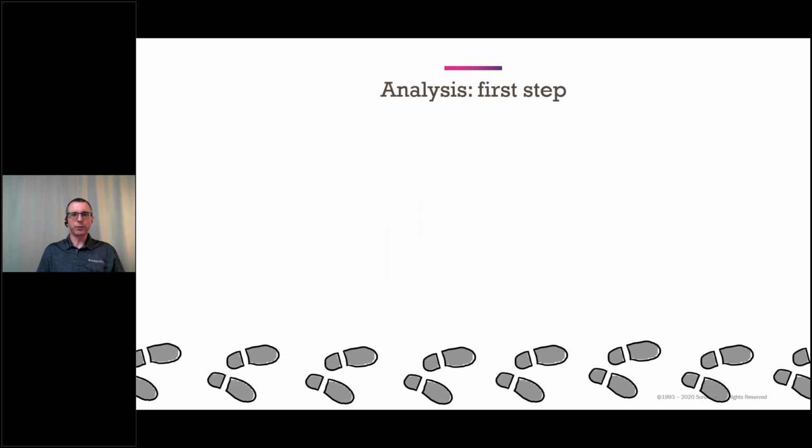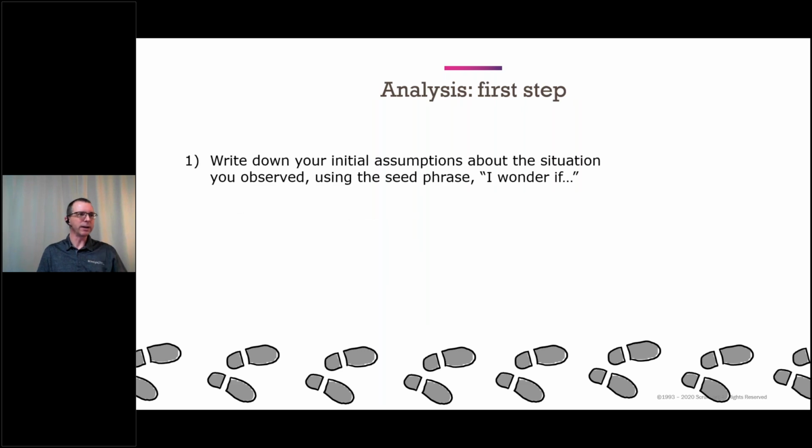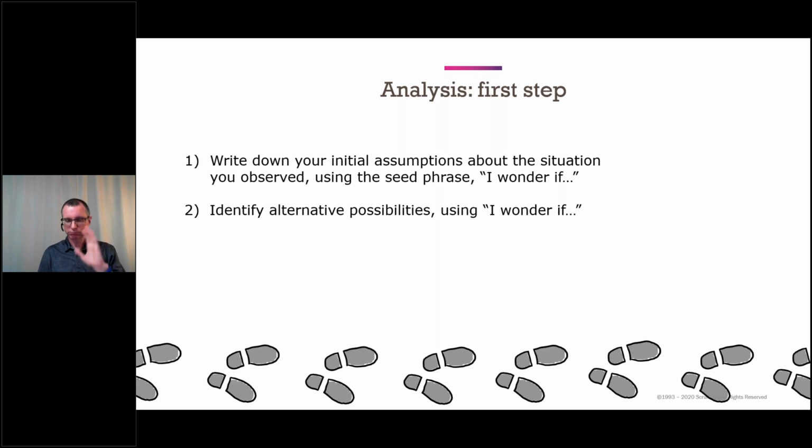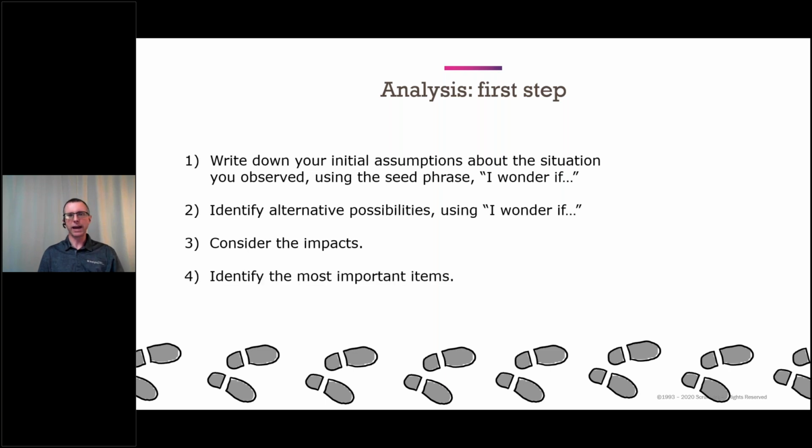I'll put this in the first step for you and show you the canvas. One, write down your initial assumptions about the situation you observed using the seed phrase, I wonder if. Once you've done that, then you can identify alternative possibilities with I wonder if, very open-handed. And then you can consider those impacts. What could be the impacts if these things are true? And identify the most important items. There's a lot packed into analysis, and I am flying through it, I understand. I'm mostly emphasizing the first two for the sake of time here.